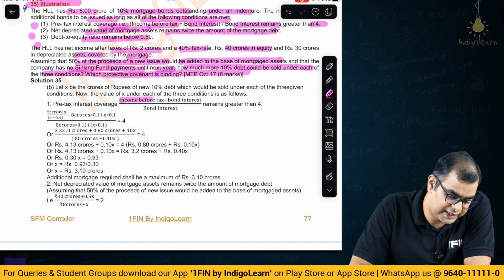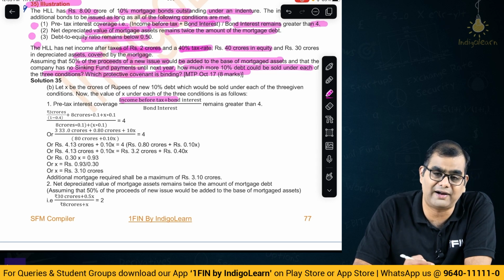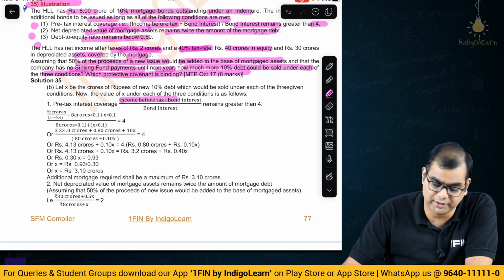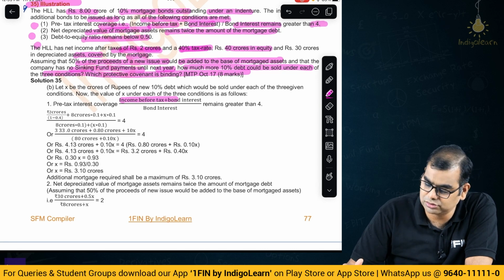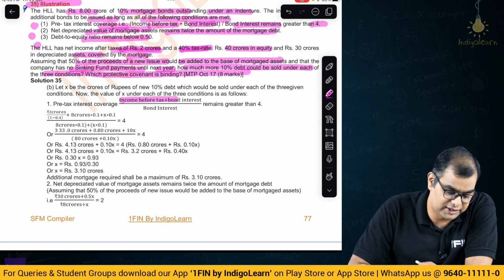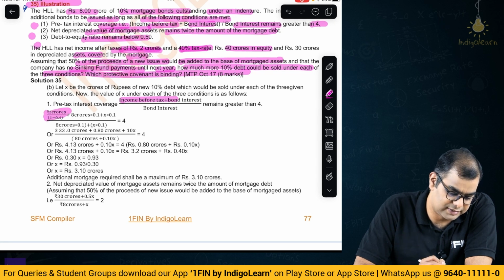What is the current pre-tax income and bond interest? Net income after taxes is 2 and the tax rate is 40%. So, 2 is after tax. So, 2 by 0.6. 2 by 0.6 will get you 3.33. So, 3.33 crores is the PBT.